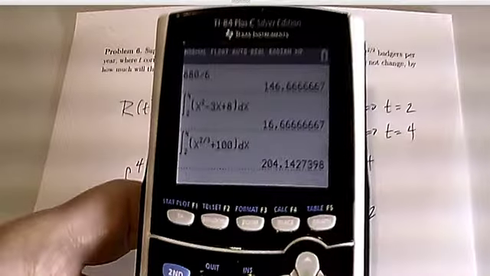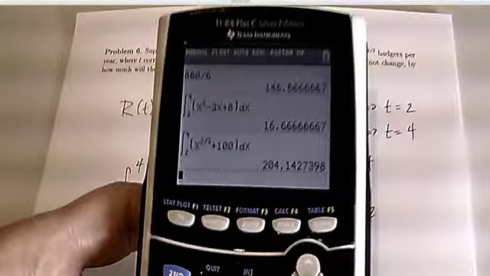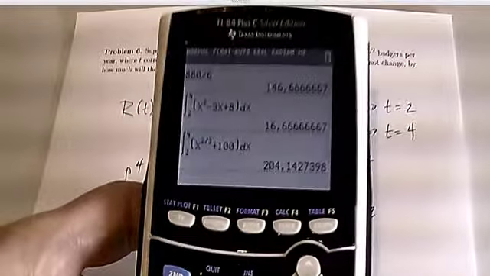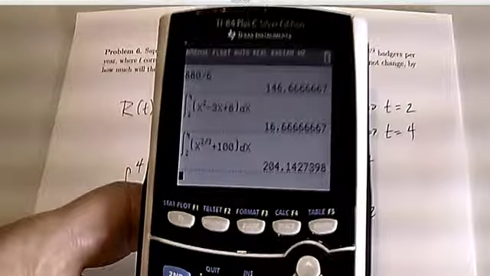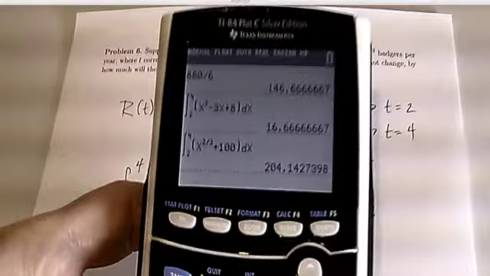Now that doesn't tell you what the badger population is at 2010. It doesn't tell you what the badger population is at 2012. It merely tells you the net change in the number of badgers between 2010 and 2012.